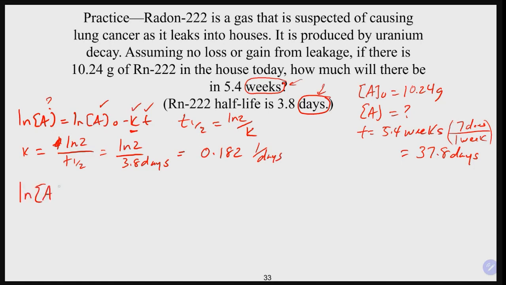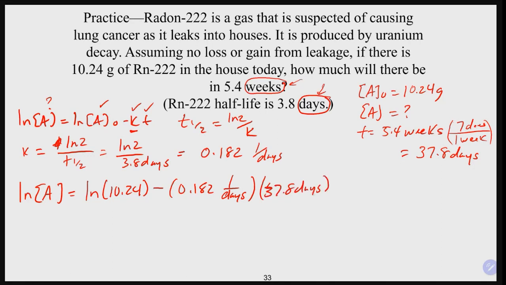So natural log of A is going to be the natural log of our initial 10.24 minus our 0.182, basically 1 over days, times our 37.8 days. And again, this is why the units are important, that they are the same, so everything cancels out correctly. So cleaning up the right-hand side here, natural log of 10.24 minus 0.182 times 37.8, is going to give us a natural log of A equal to minus 4.553.